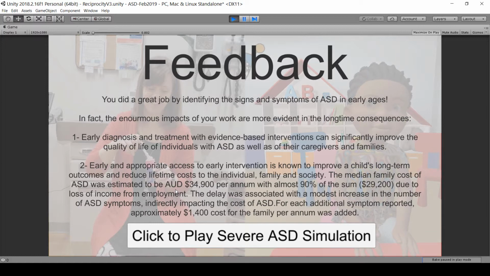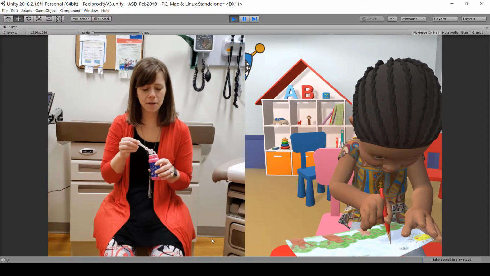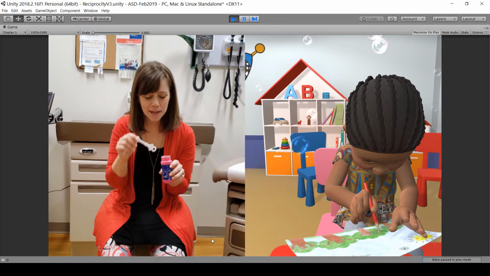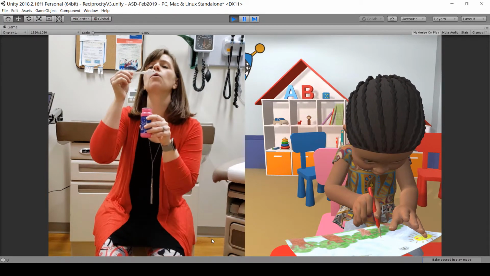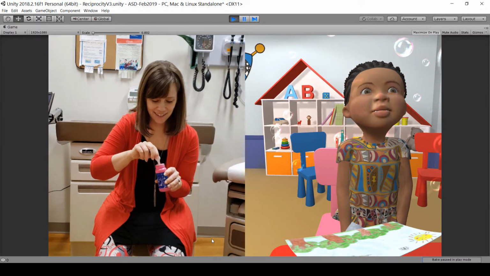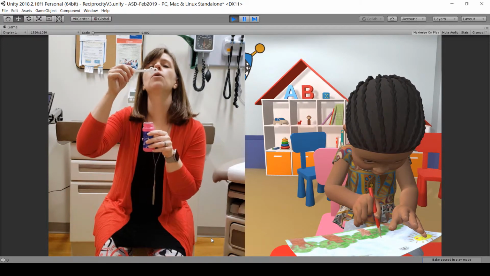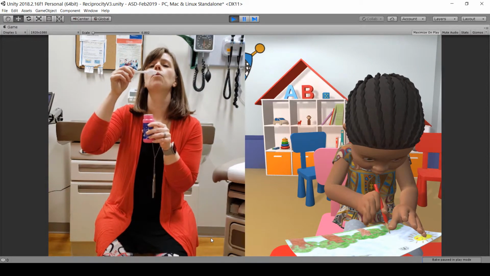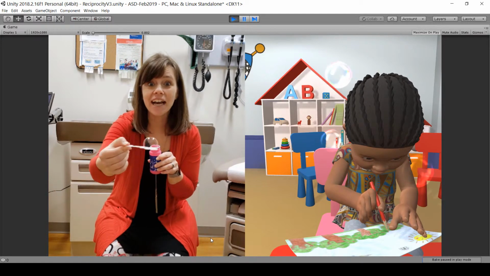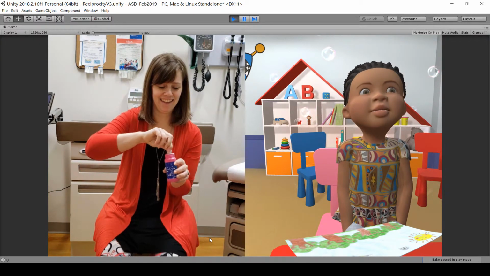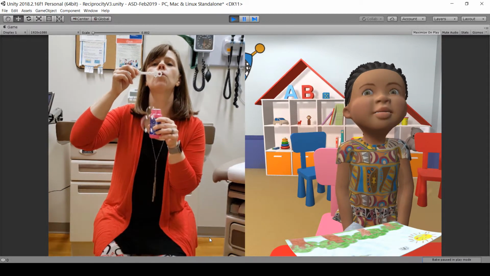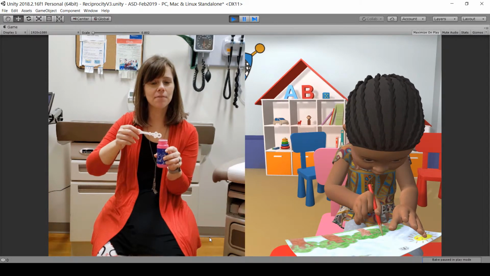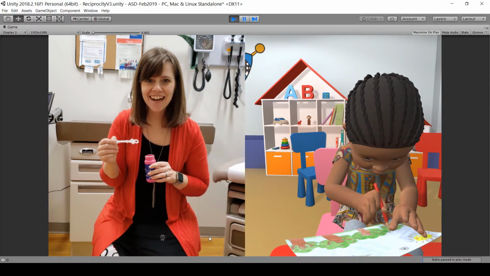Here's the last one, severe ASD simulation. All right, Jayla, are you ready to play with some bubbles? Here we go. Look at those bubbles. Wow, look at that big one. Here's some more. Look how many came out that time. Here we go again. Look, let's see if we can catch one. It landed on the chair. Look at this one. We caught it, Jayla. What do you think? Here's another one. Look at this big one. Okay, one more time. Get ready. Good job.